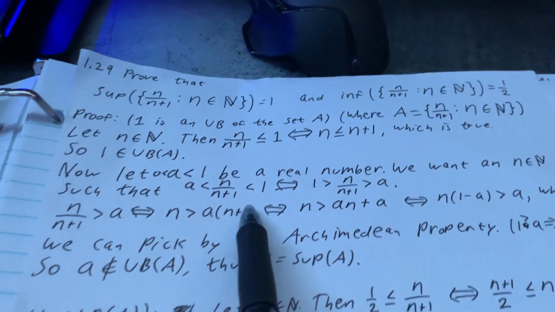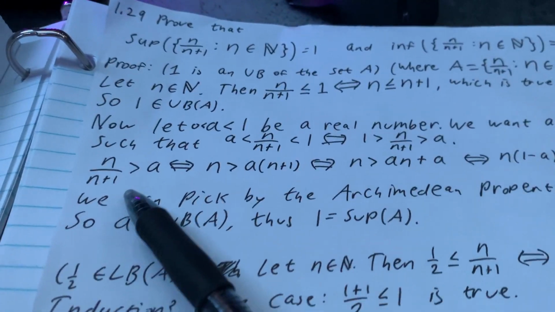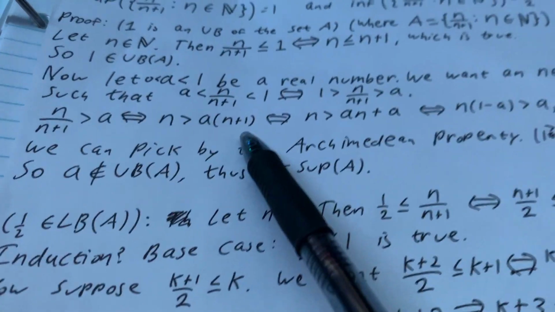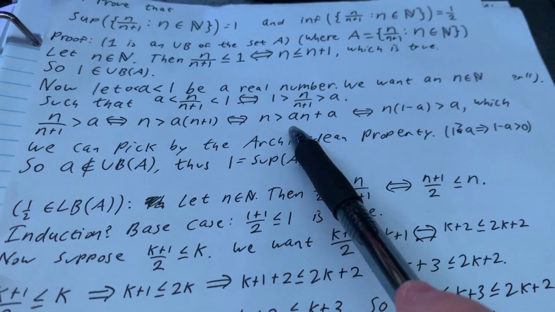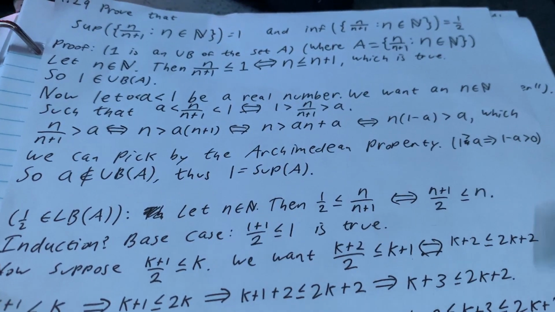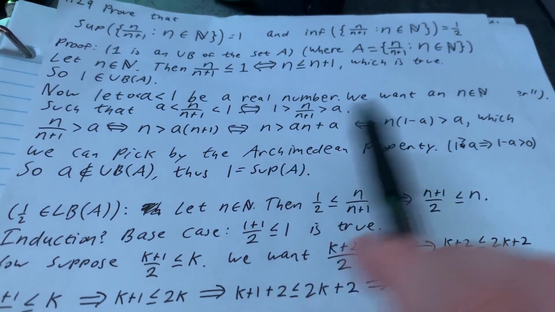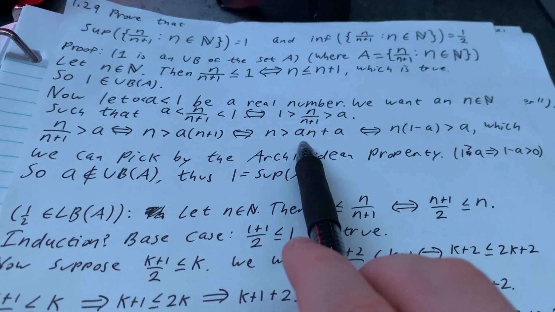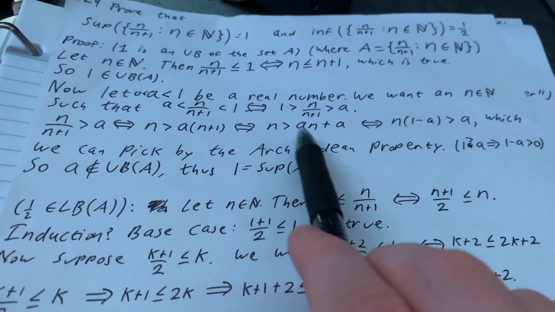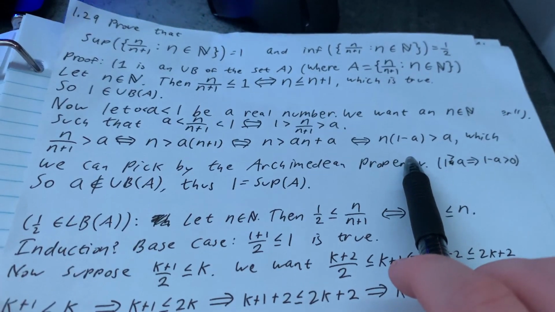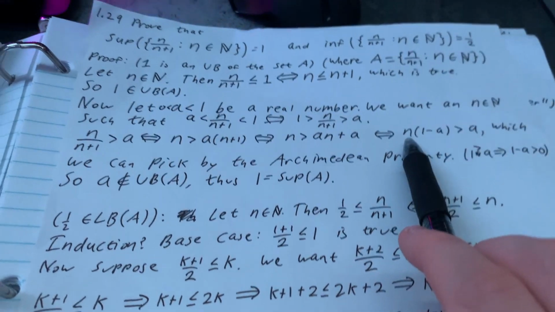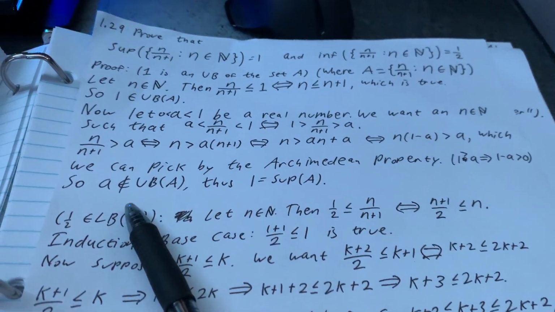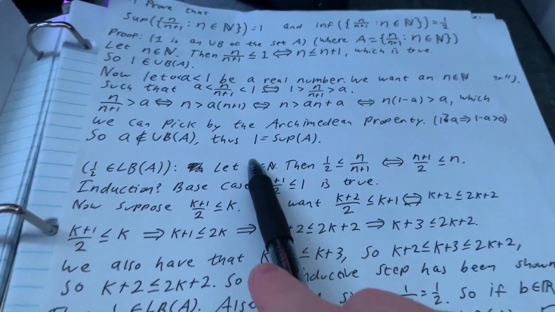That means n over n plus 1 is greater than a if and only if n is greater than a times the quantity n plus 1, if and only if n is greater than an plus a, just distribute the a, if and only if n times 1 minus a is greater than a. So what I did was I subtracted an, and then I pulled the n out to make it n times 1 minus a. And we can pick an n big enough for this by the Archimedean property. Therefore, a is not an upper bound of A, thus 1 must be the supremum of A.